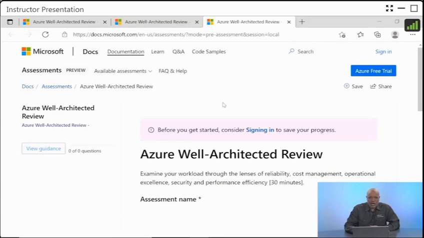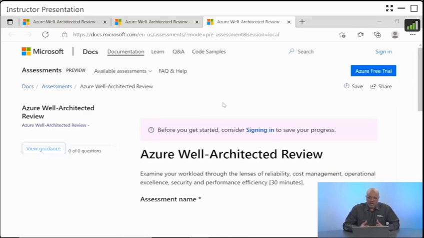Okay, as you can see, it brought me to the Well-Architected Framework page. It shows us right here, before you get started, consider signing in to save your progress. I can tell you from experience, that's something that you want to do. So all I have to do now is click my link, and it brings me here to the Azure Well-Architected Framework Review.